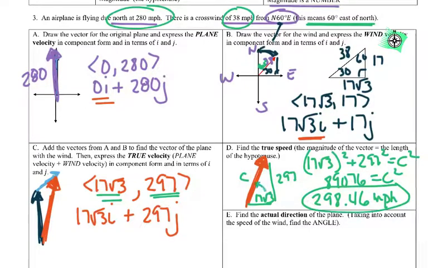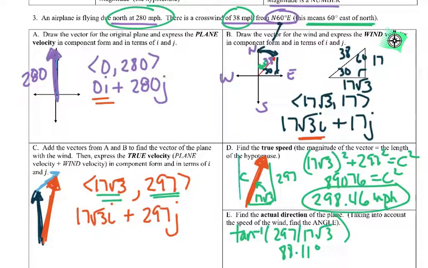To find the actual direction of the plane, that's that angle. So that's saying secant... tan inverse of 297 over 17 root 3. So tan inverse of 297 divided by 17 root 3, and that turns out to be 88.11 degrees. But here's the thing. We have to do this in terms of north, south, east, west.